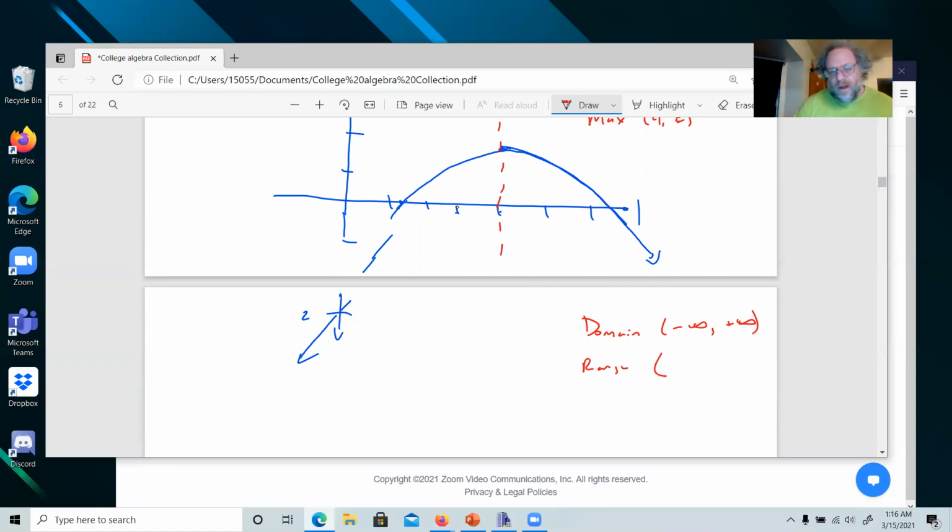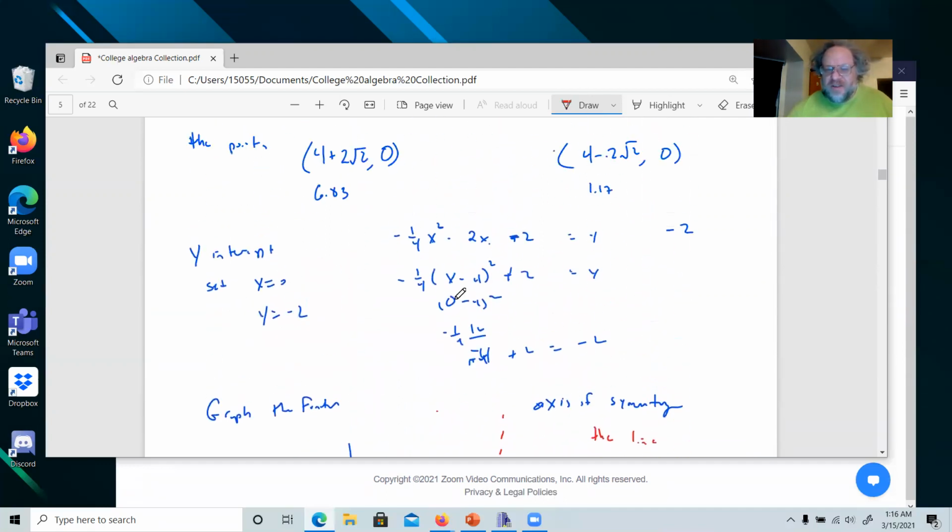Range: it looks like we can go down as far as we want, so negative infinity, and it goes up to 2. We always use a parenthesis for negative infinity, because a bracket would mean that you got there, and infinity isn't really a number, it's a concept. So we don't say that we got to negative infinity, we just say we're headed there.